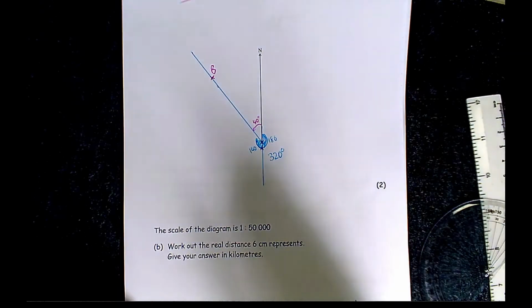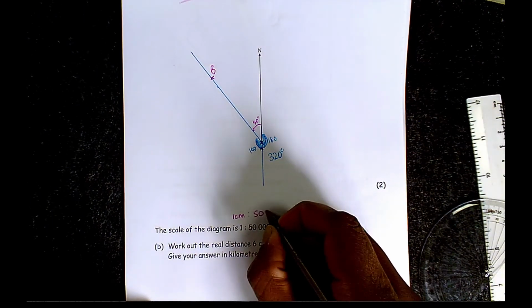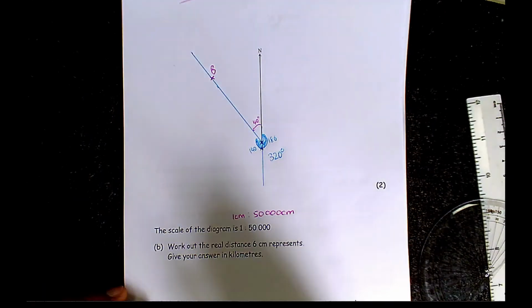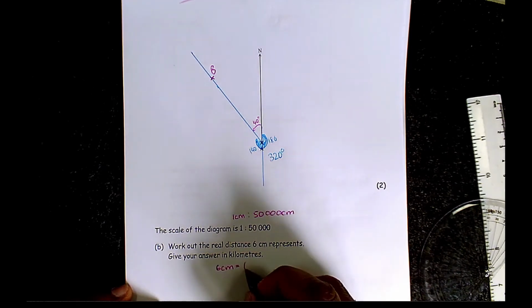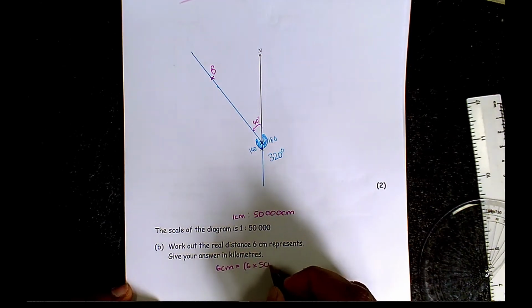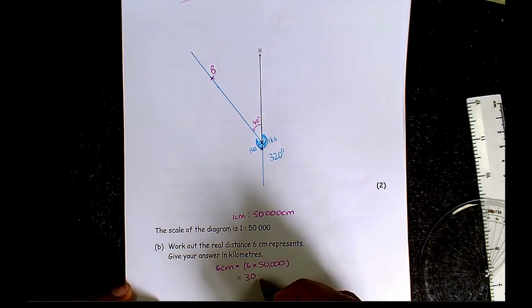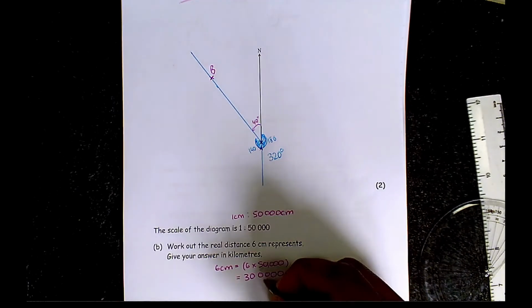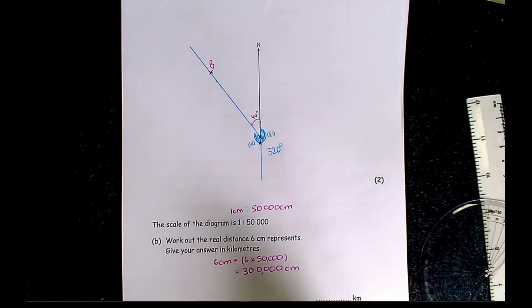Now what this scale represents is that 1 centimeter is equivalent to 50,000 centimeters. So therefore 6 centimeters will be 6 times 50,000, which gives me an answer of 300,000 centimeters. So 6 centimeters on this diagram is actually going to be 300,000 centimeters.